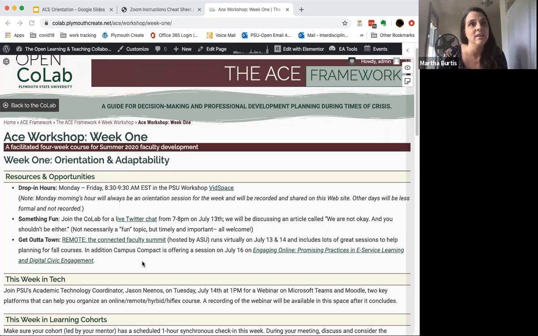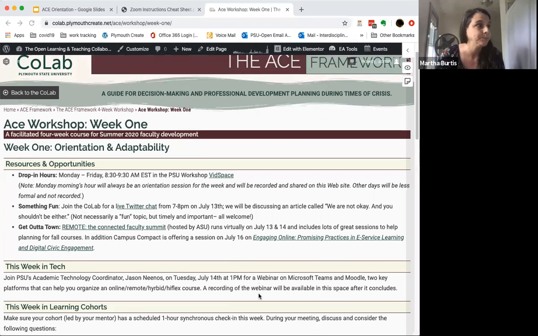Even though it starts today, I think you can still go ahead and register and just join in. Campus Compact is offering a session this week on the 16th called Engaging Online, Promising Practices in E-Service Learning and Digital Civic Engagement. So if you do any kind of teaching that has to do with civic engagement or working in the community doing service learning, they're really thinking about how that could happen without face-to-face interaction. So that might be an interesting workshop to attend later this week.